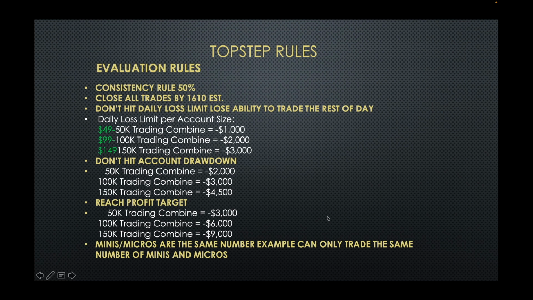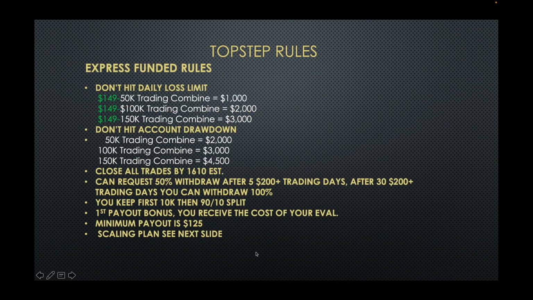Now with all the other ones, it's 1 mini or 10 micros. With Top Step, it's 1 mini or 1 micro. They're both the same. Even though 1 mini equals 10 micros, it's 1 for 1. So that's one of the bad things with Top Step. Supposedly they're fixing it, because when they first started out years ago, that's how their system was set up, 1 and 1. They're in the process of upgrading stuff and fixing it. So we'll see what happens with them.